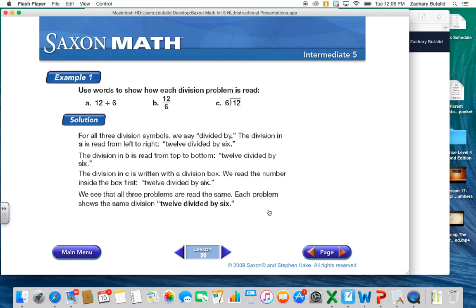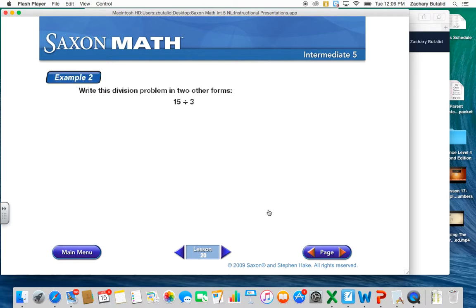So you can see all of these problems, even though they're all written differently, all mean 12 divided by 6. In example 2, you're going to write this division problem in 2 other forms. You can always go back to example 1 to see the 2 types of division problems that you need to write.